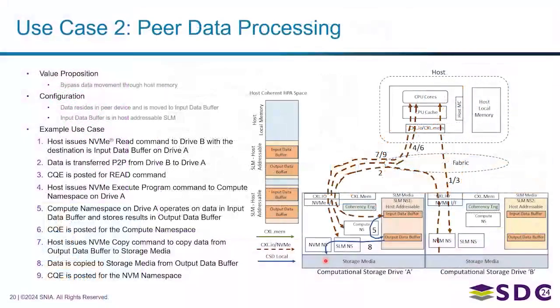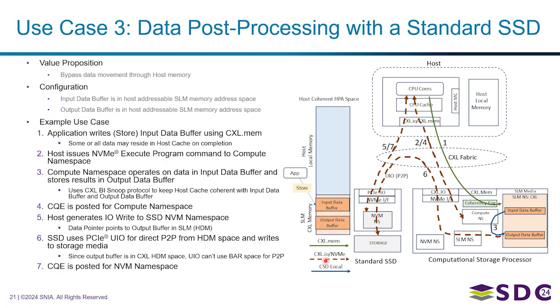Okay, let's go to use case number 3. So this is a data post-processing with a standard SSD example. So in this case, we actually do have a traditional SSD over here on the left. We have a computational storage processor shown over here on the right. So this is not a drive. It doesn't actually have any storage, although it probably could.